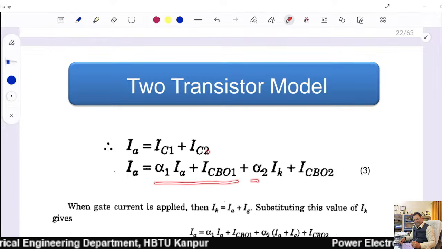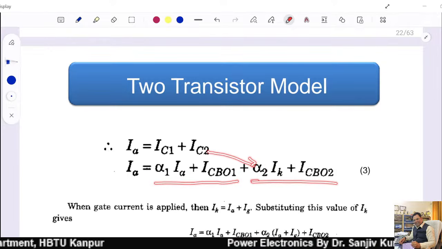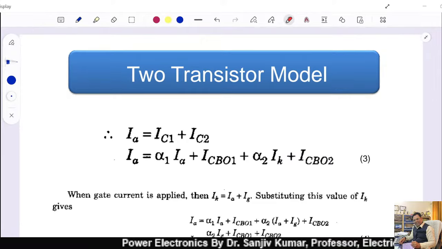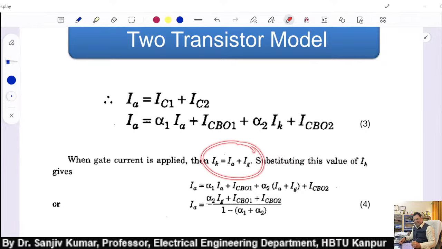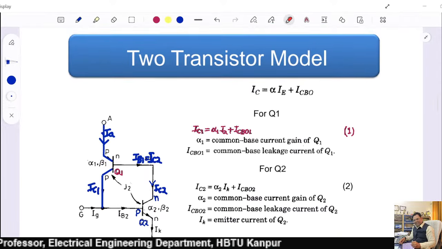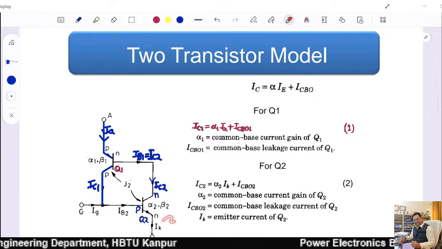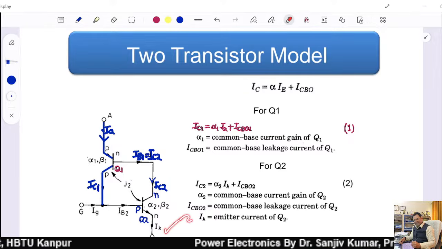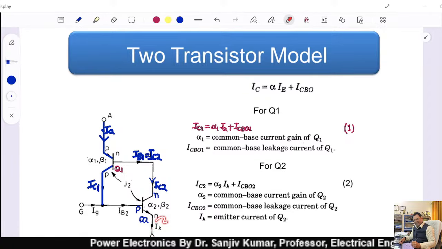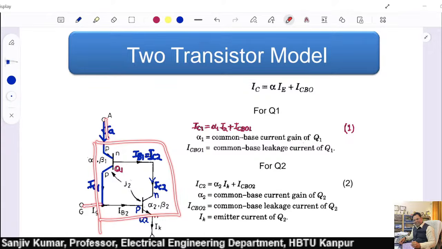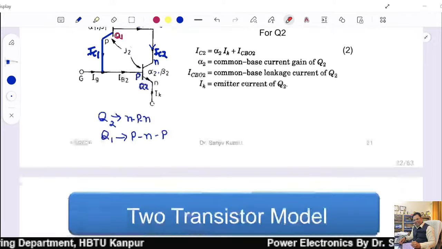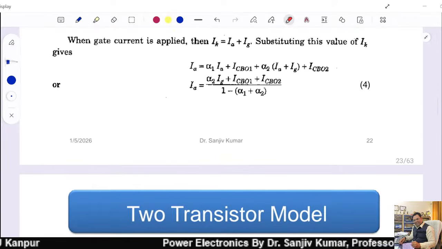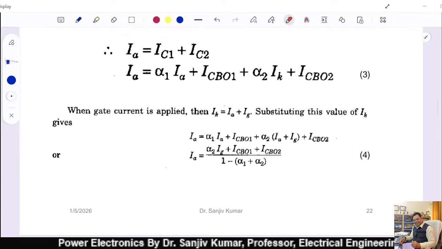and the value of IC2 is alpha 2 IK plus ICBO2. And we also know that cathode current is equal to anode current plus gate current. Look at this. This is the cathode current. This is what? IA plus IG, because it is in the box. This current is IK. Simply KCL is applied. So IK is equal to IA plus IG.